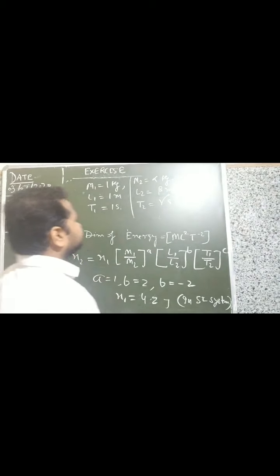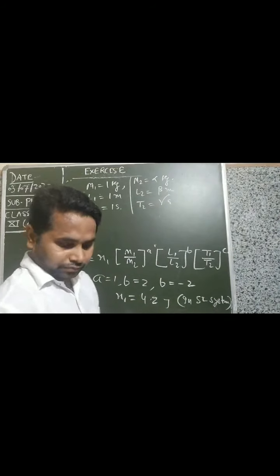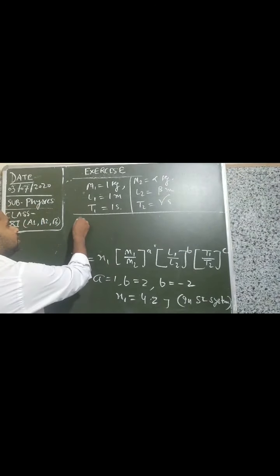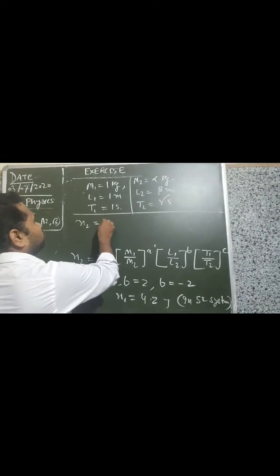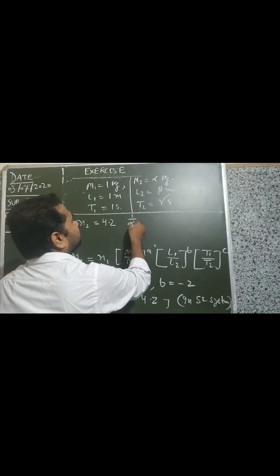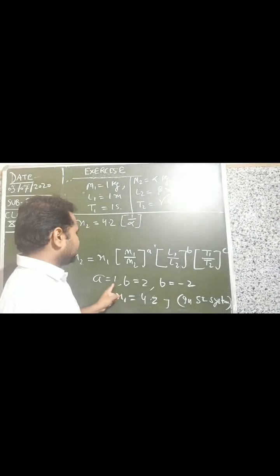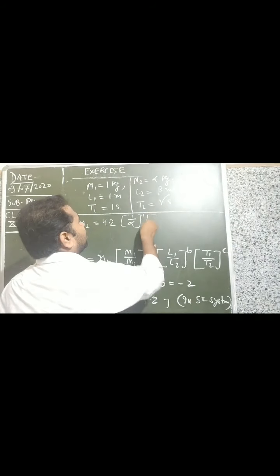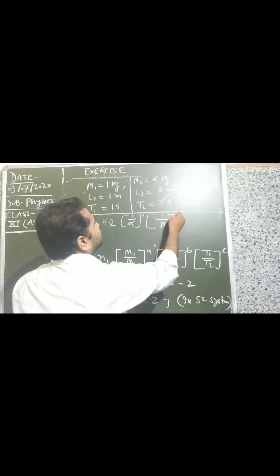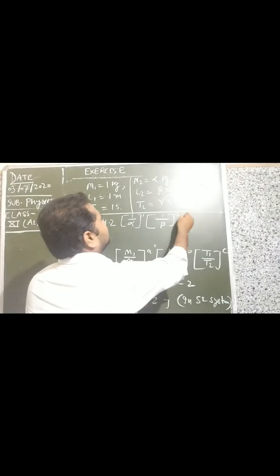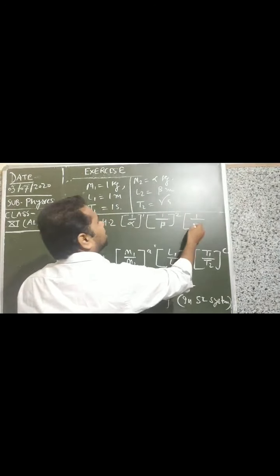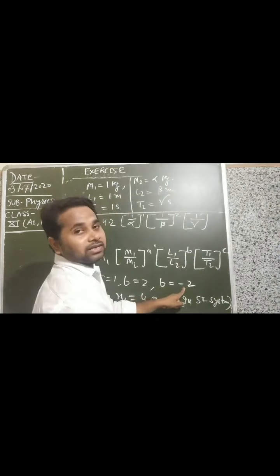So let's put all the values in the formula. Now n2 equals n1. n1 is 4.2. M1 upon M2: M1 is 1 upon M2 is alpha to the power a. What is a? 1. Now L1 upon L2: L1 is 1, L2 is beta to the power 2. And T1 upon T2: T1 is 1, and T2 is gamma to the power minus 2.